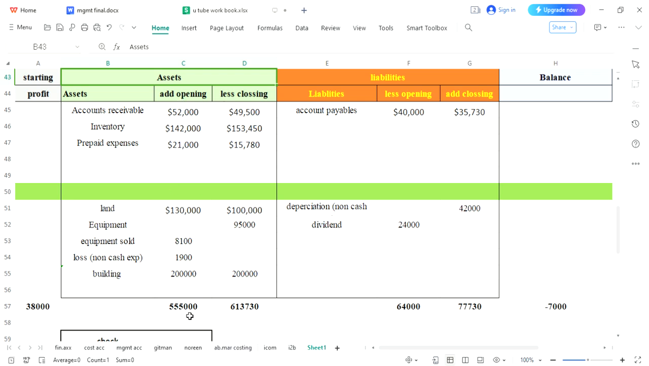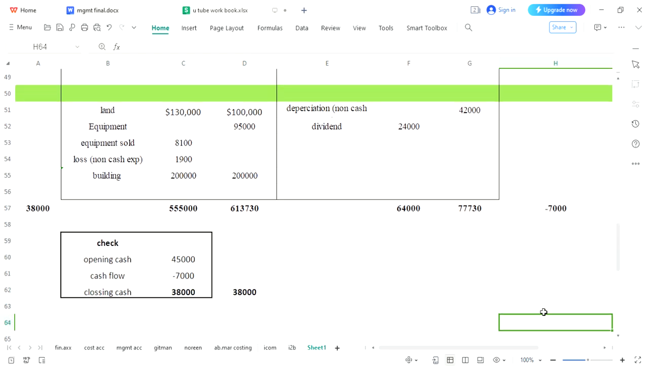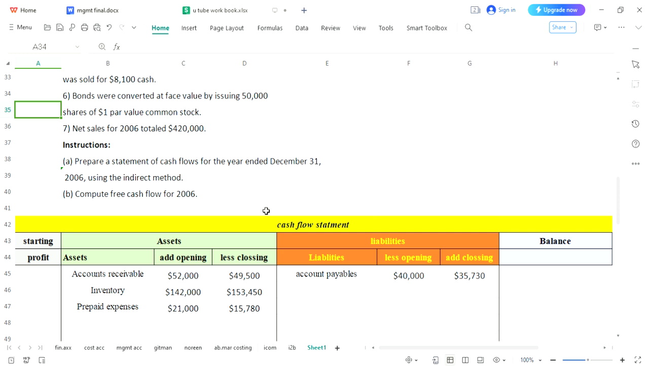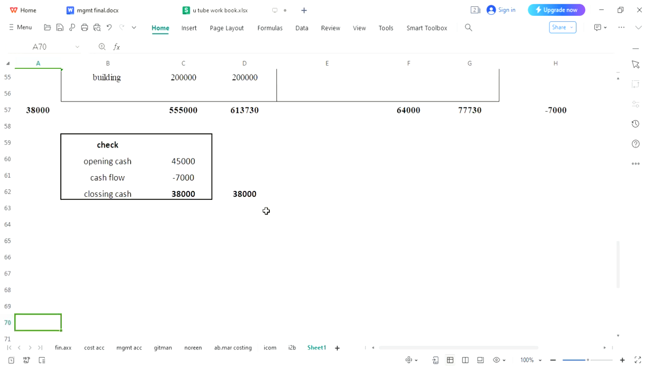38,000 plus 555,000 minus 613,730 minus 64,000 plus 77,730, and we have got the final answer of minus 7,000, and this was adjusted in opening cash, and automatically we have 38,000 as closing cash, which is exactly what is written in our question. Look here, closing cash 38,000. So guys, in this way our question has been completed and we have verified that our answer is correct. So we do not need any answer from a book or in the exam.